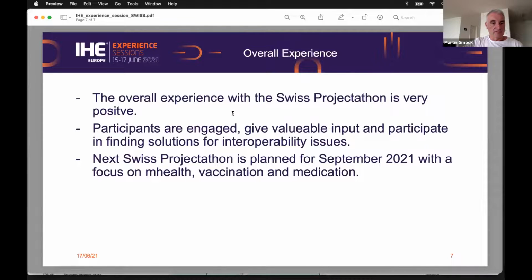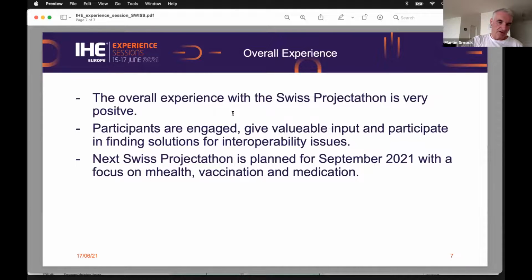The participants are very engaged. That's one of our big benefits we have from the Projectathon. They give valuable input on how to improve our specifications and regulations, and they participate in finding solutions for interoperability issues. So during the Projectathon, we often have discussion rounds, people sitting together and finding solutions for specific problems.